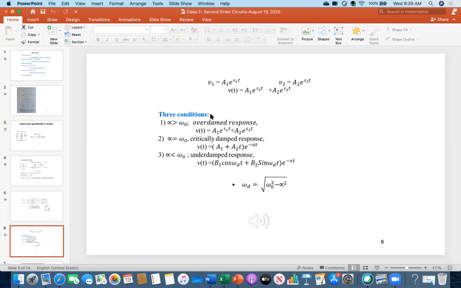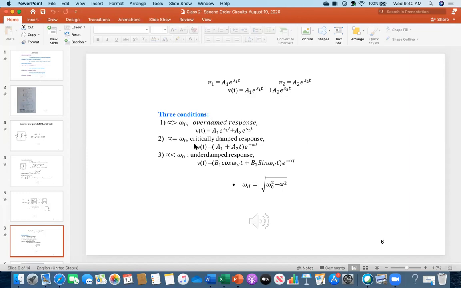What we are trying to do is find out V(t) for that parallel source-free circuit. And what is its characteristic? How does it behave? That we are trying to find out. But then complexity arises because of S1 and S2. That's why, depending on three conditions, it could be overdamped, critically damped, or underdamped. I am coming to that in the next slide.